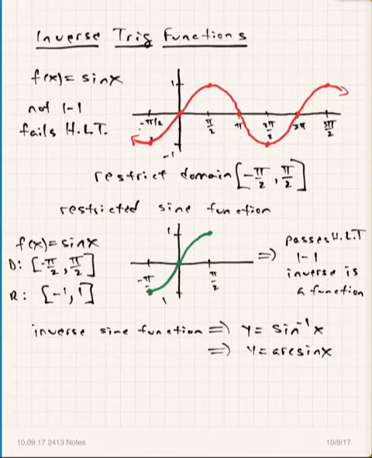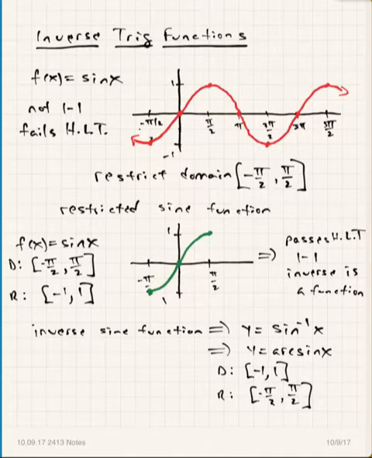All right, so what's the domain for this function? Well, the domain would be all the x values from negative 1 to 1. Remember, the domains and ranges have to switch between the sine function and the inverse sine function. And so the domain here would be from negative 1 to 1, and the range would be from negative pi over 2 to pi over 2.